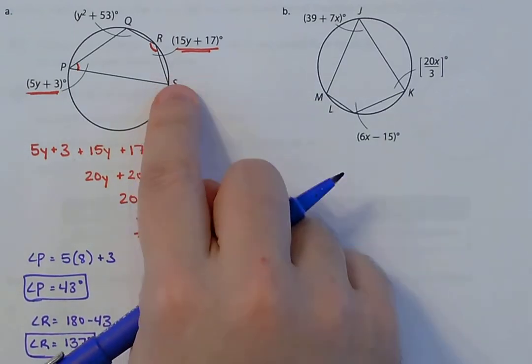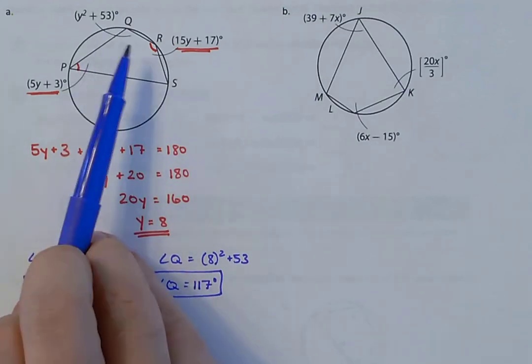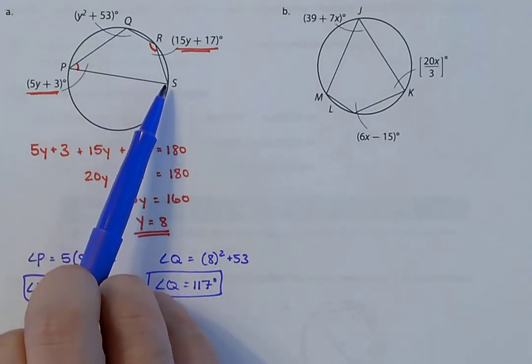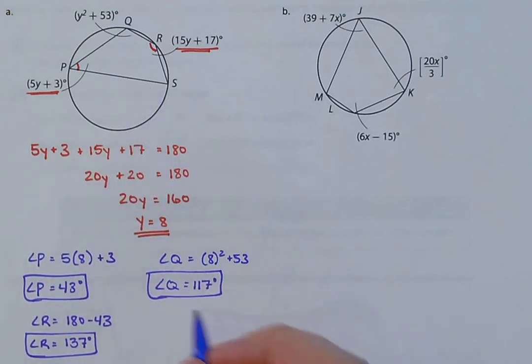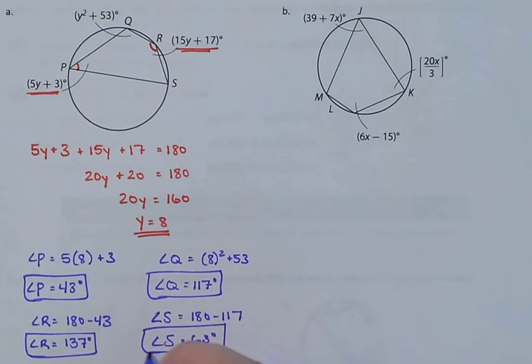And then for angle S, we know angle Q to be 117. So if this is 117 degrees, we just do 180 minus 117 to tell us the measure of angle S. So angle S is going to be 180 minus 117, and that tells us that angle S is 63 degrees. And that is how you go through and do example 2.